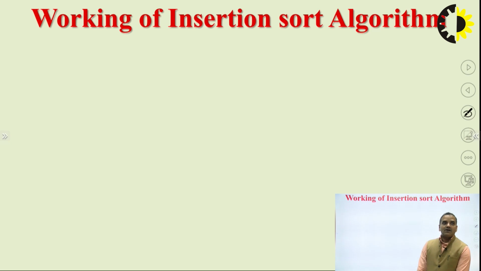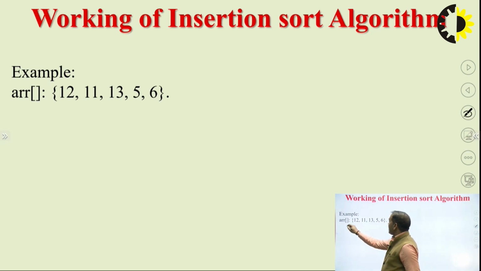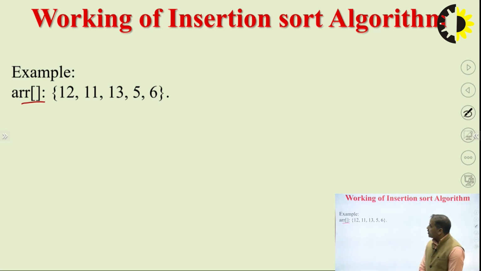Now the topic is the working of the insertion sort algorithm. How the insertion sort algorithm works and how the steps are followed to sort a given number of elements in ascending or descending order, we show here. First we have to take an example. We take an array. The elements of the array are 12, 11, 13, 5 and 6. Now we want to sort this given array in ascending order.